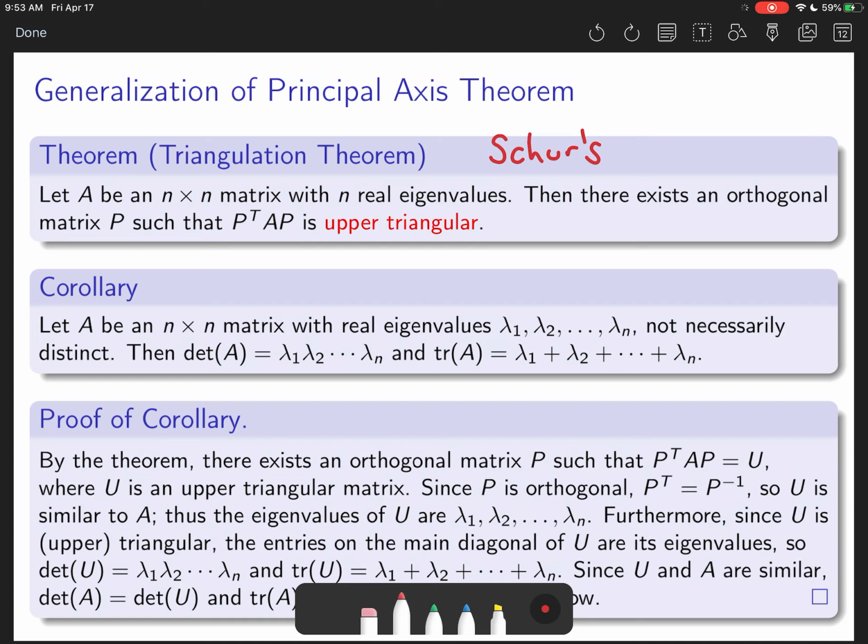Don't be confused. This wording is a little bit confusing. Really, we just have a square matrix. It does not necessarily mean that we have n distinct eigenvalues. We just have n eigenvalues, and that happens for any square matrix. It's okay to have repeated eigenvalues in Schur's theorem. But what this says is that there is an orthogonal matrix P such that P transpose AP is upper triangular.